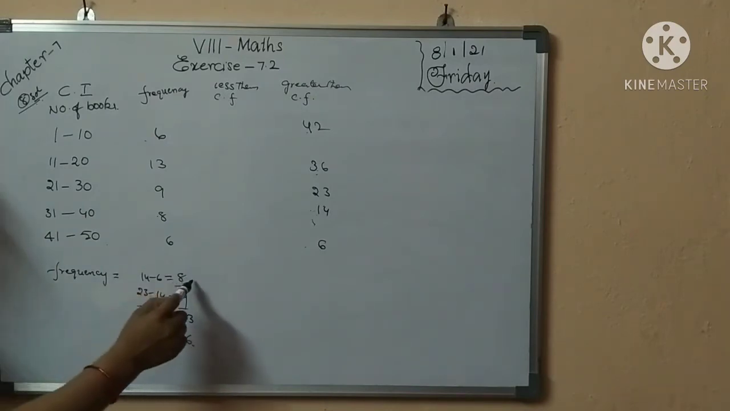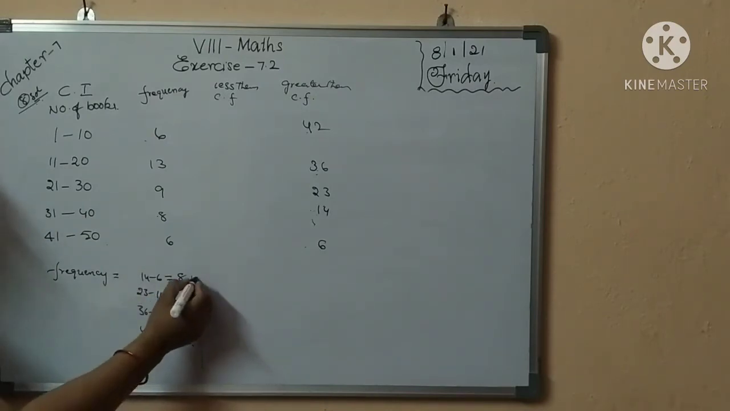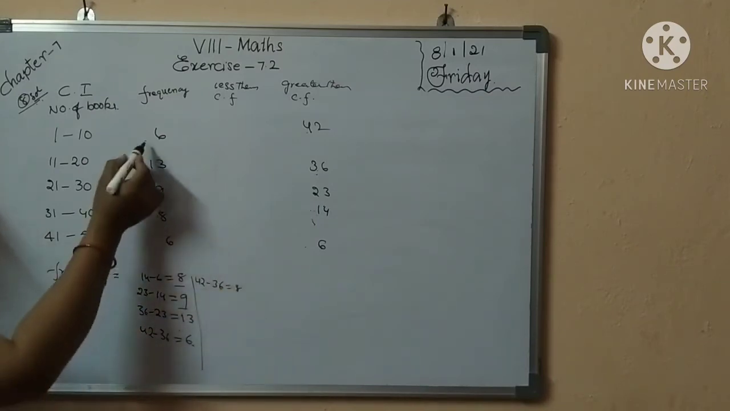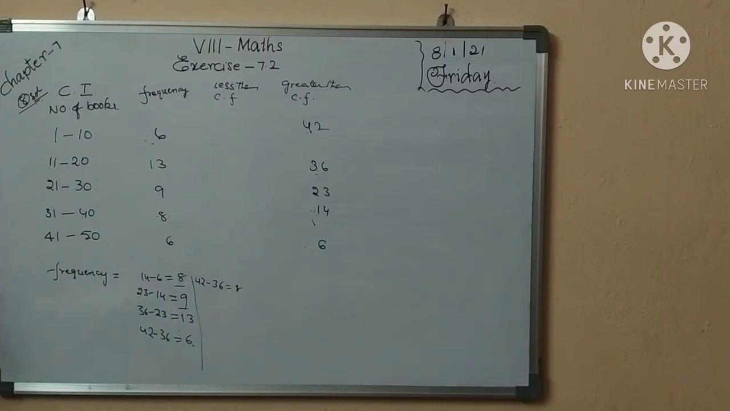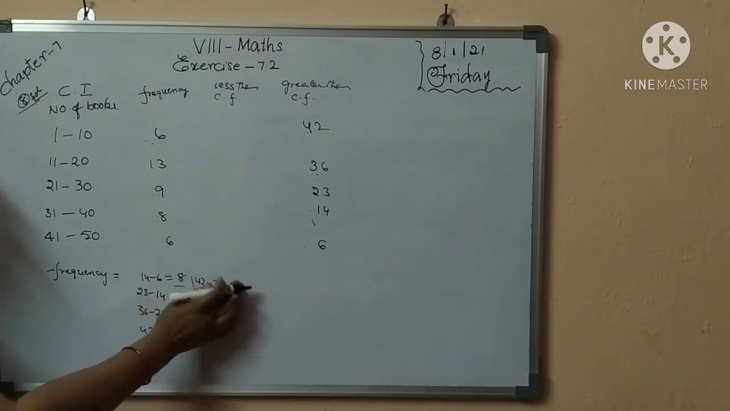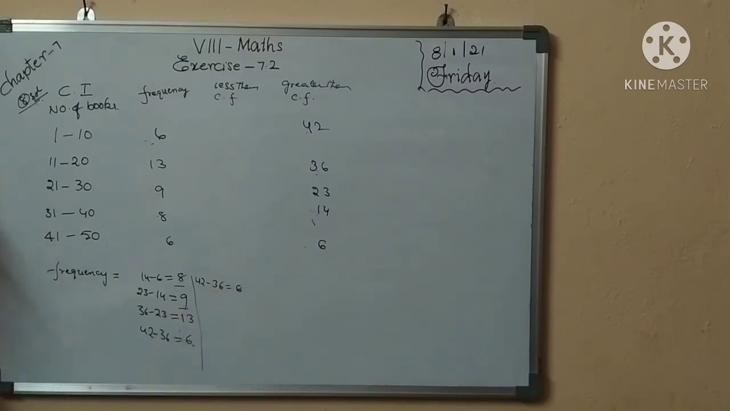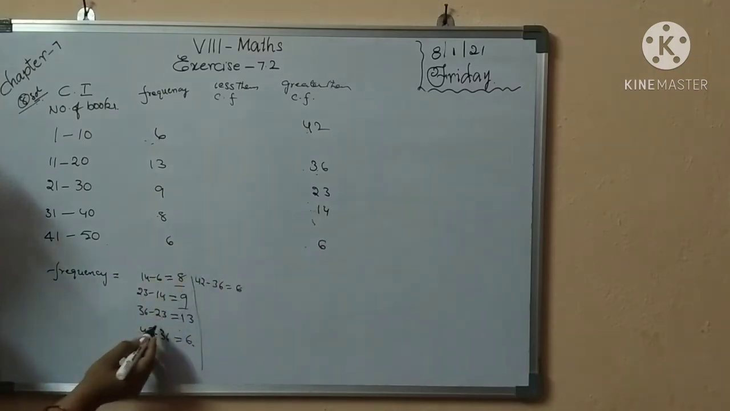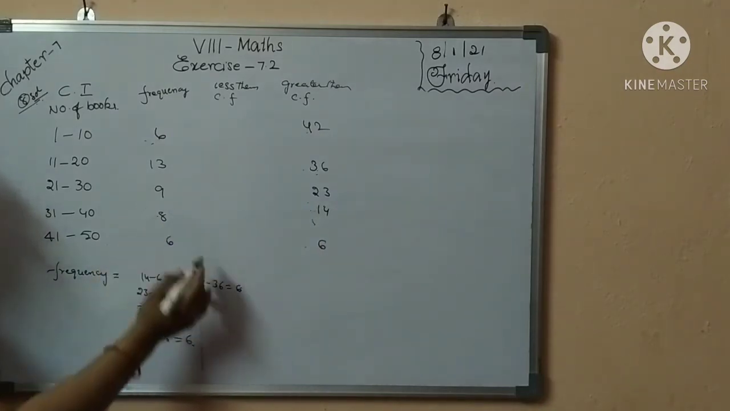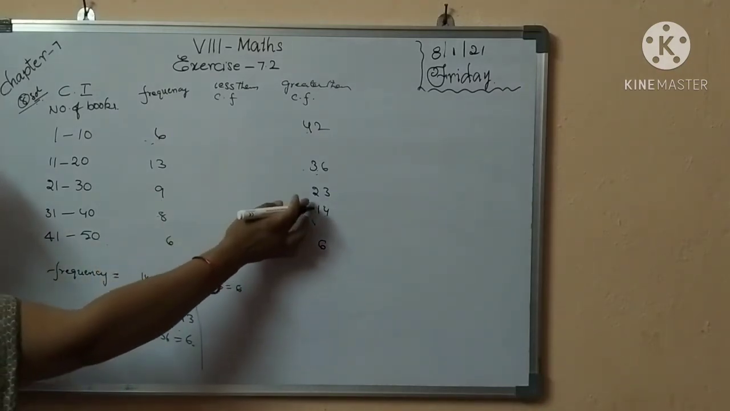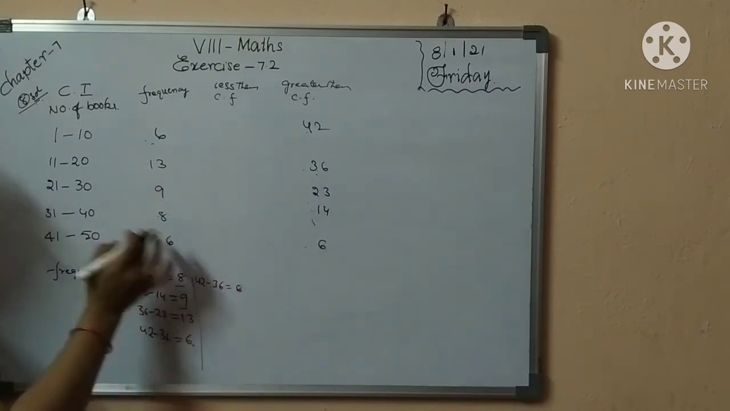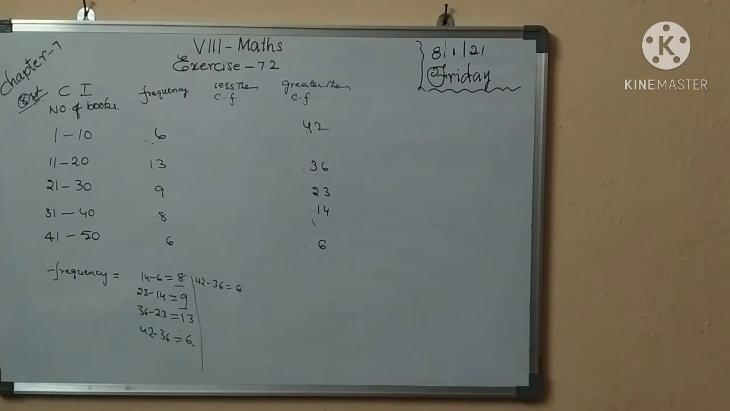Or you can do it like this also: 42 minus 36 is 6, sorry, 6 here. Okay, next, 36 minus 23 is 13. Next, 23 minus 14 is 9, 14 minus 6 is 8. As usual, write the 6. Okay, that is the frequency.